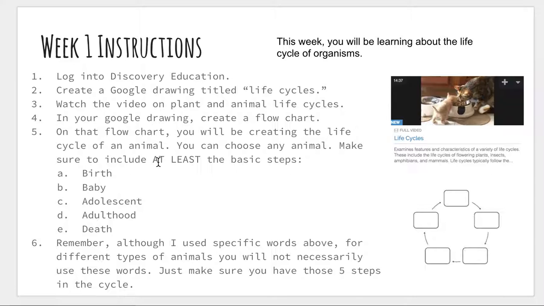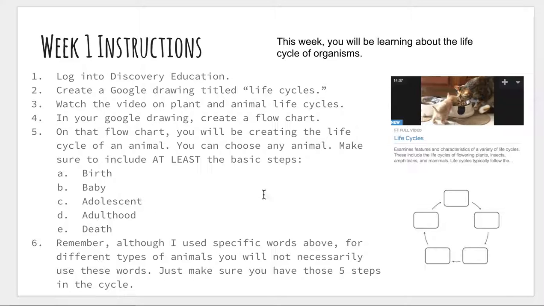Then you're going to be creating a flowchart. A flowchart is going to look something like this. It's going to have little boxes or triangles or even just drawings with arrows. And with that, you can create the flowchart first, or you can create the steps within the flowchart as you create it. So on that flowchart, you'll be creating the life cycle of an animal. You can choose any animal. It doesn't matter which one you choose. You can even choose a human.